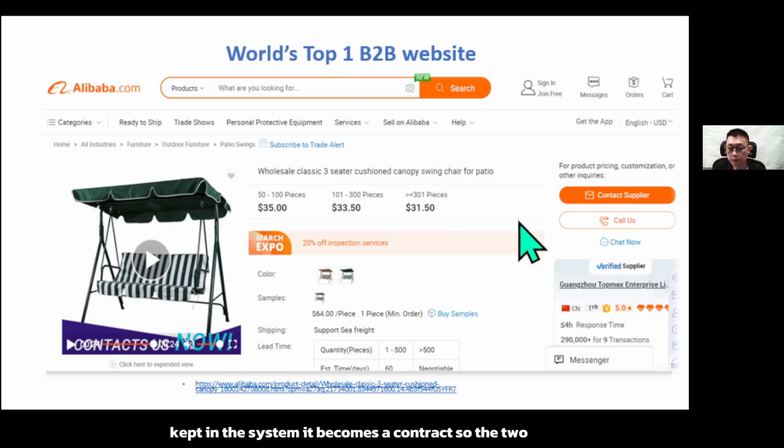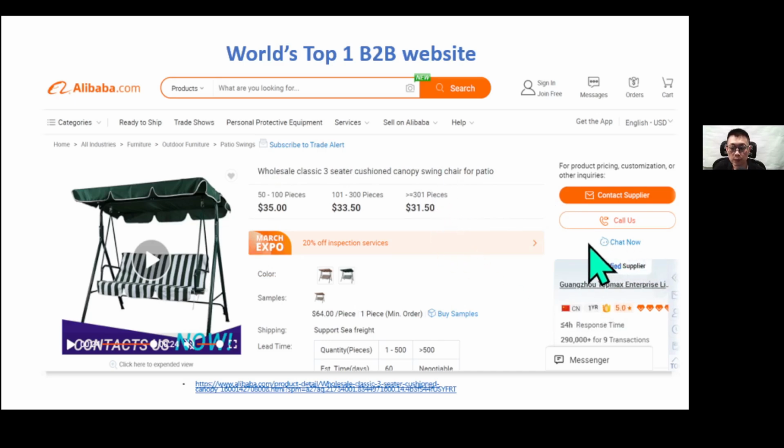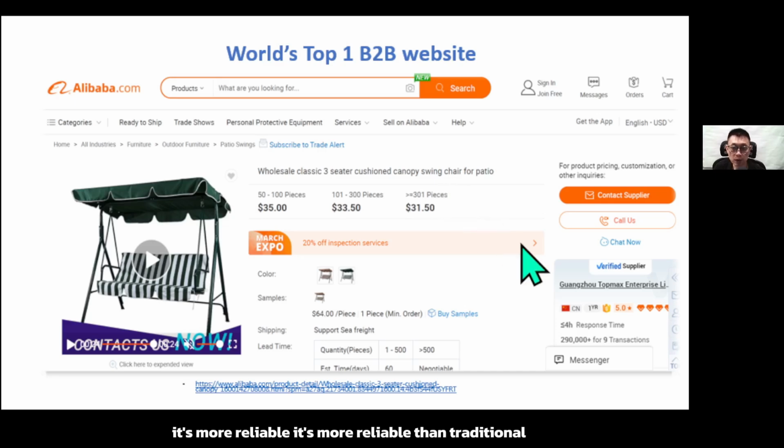in the system, it becomes a contract. So the two sides have to fulfill your agreement. What do you say online? I think to me it's a much easier process. It's more reliable than traditional trading, because all the process now is more transparent.